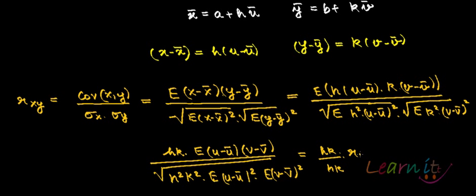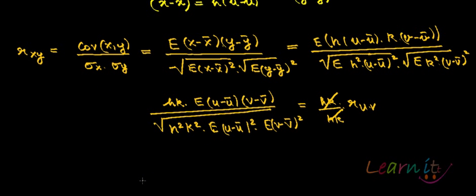This is u and v. So what you have proved is that r of xy is equal to r of uv. So what you have shown is that this correlation coefficient is independent of the change of origin, and it is also independent of the change of scale.